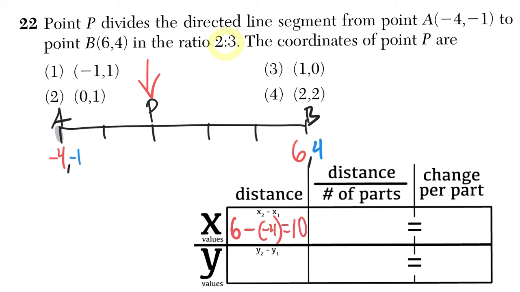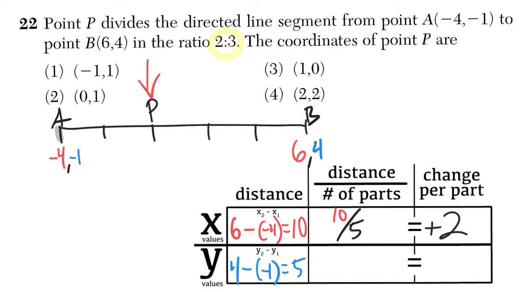And then the y values are going to be 4 minus -1, which is going to give us +5. All right, and so we're now going to take that distance of the x values, which we'll recall is 10, divided by the number of parts, which is clearly 5. And so the change per part is going to be +2. It's increasing by 2 units as we shift from point to point.